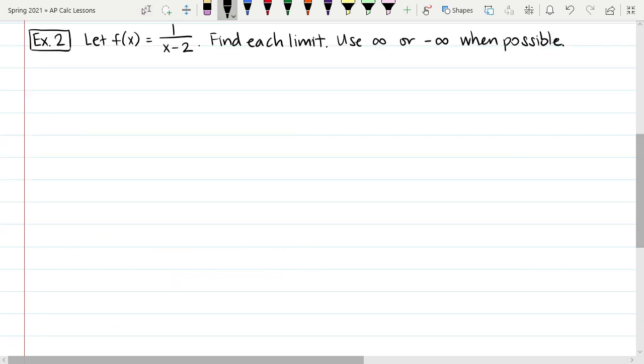Okay, so let's look at another example here then. So let's let f of x equal 1 over x minus 2. We're going to find each of the following limits that I'm about to write, and we're going to specifically use positive infinity or negative infinity when possible. By the way, you may have noticed earlier that I actually put a positive symbol in front of that first infinity. That is not necessary. It's overkill. I was just trying to put it for emphasis. You are welcome to include the positive sign or not.